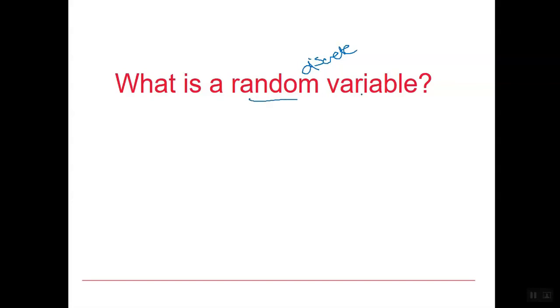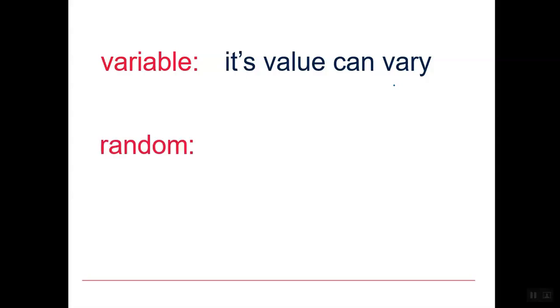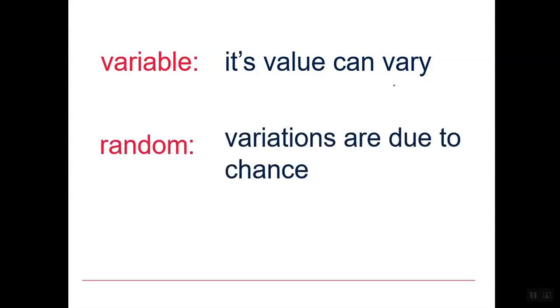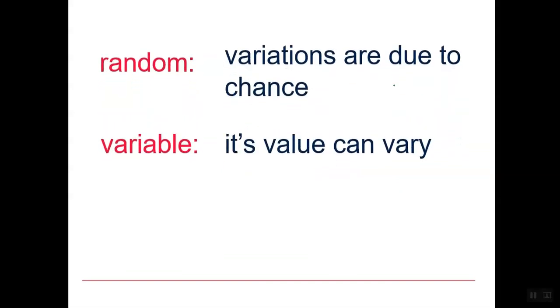But what do these words actually mean? The word variable means that something has a value that can vary, and random means that these variations are due to chance. If we put these together, we get that a random variable is a variable whose value is subject to variations due to chance.